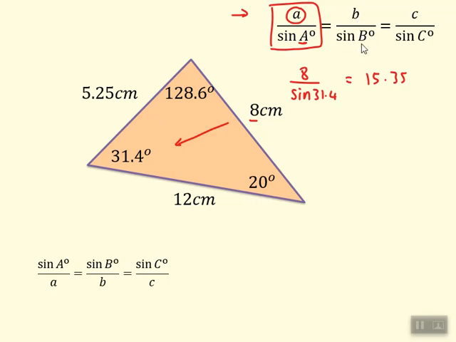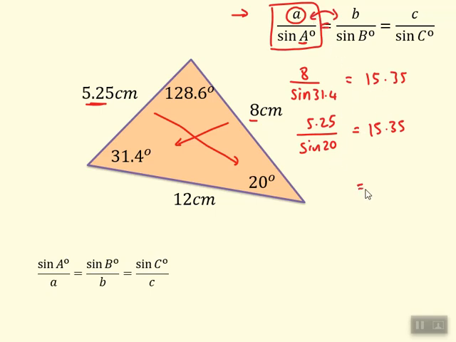So what I'm going to do now is take another side and then divide it by sine of its opposite angle. So I'm just going to pick a side. I'm going to pick this one here. So I'm going to do 5.25 divided by sine of its opposite angle, which is 20. Okay, so let's work that out. 5.25 divided by sine of 20. And lo and behold, it gives you 15.35 again. So it gives you the same number. Look, those two are equal to each other.